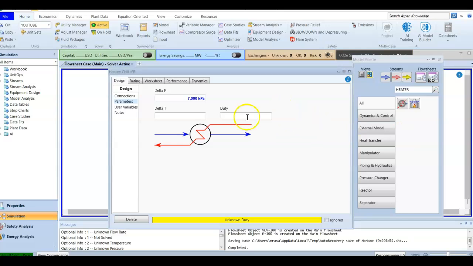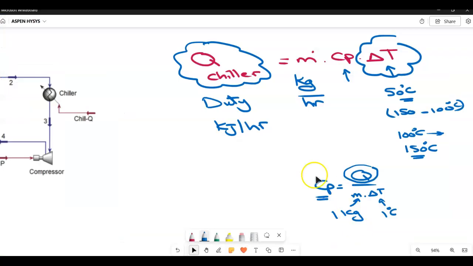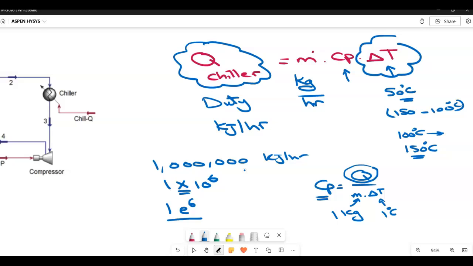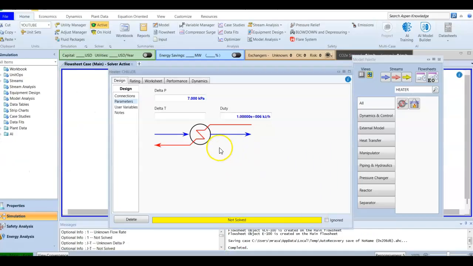So here we are given a duty equal to 1 with the power 6. If we want to write 1 million in Aspen HYSYS, 1 million kilojoule per hour, which is 1 times 10 to the power 6 kilojoule per hour, this is written in Aspen HYSYS as 1E6. Okay, so that's how we write 1 million in Aspen HYSYS. So back over here we have 1E6 kilojoule per hour.